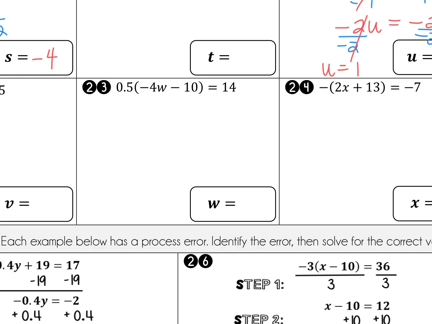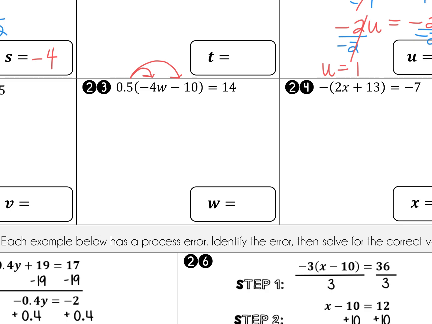It reads 0.5 times -4w minus 10 equals 14. I'm going to go back to that first option where we distribute first and then move into our inverse operations. All right, as we distribute, be sure to watch your signs. You're multiplying a positive 0.5 over a -4w minus 10, which makes our simplified expression -2w minus 5. Just be careful with those signs.